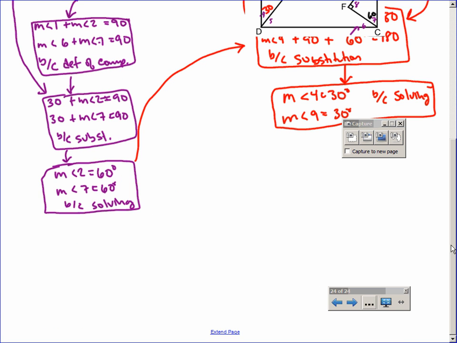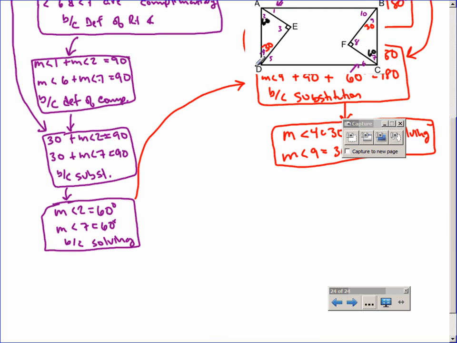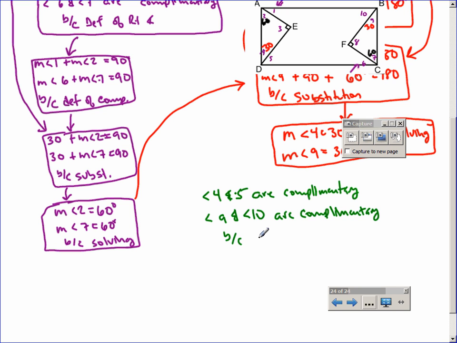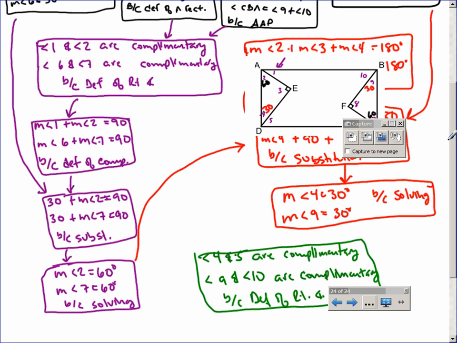It seems I can claim that angle 4 and angle 5 are complementary, and angle 9 and angle 10 are complementary. And that's just because that's what it means to be right angled, because of the definition of a right angle. Now again, the idea is coming from somewhere. Just like the green step, we have a combination of two ideas. This one being the angle addition idea, and this one coming from the definition of right angle.